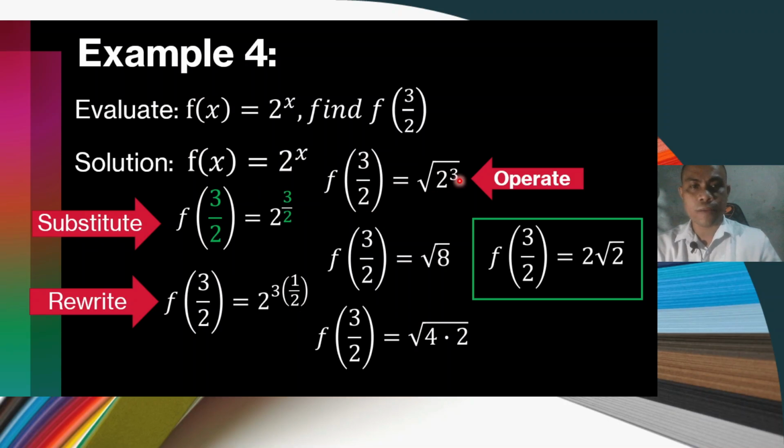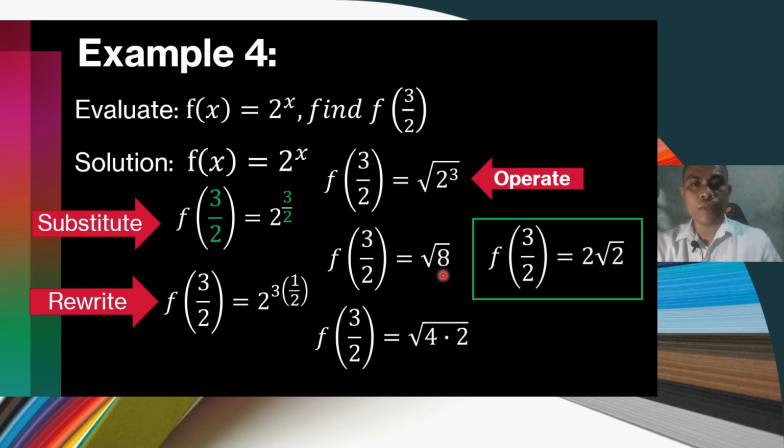So, what happened here, sir? Our 3 earlier, the numerator, automatically becomes the exponent of our base, which is 2. Then, what's left of the fraction, which is 1 half, is equivalent to a square root. Sir, how about 1 over 3? It's not a square root, it's a cube root, since there is a 3 here. If it's 1 over 4, that is the 4th root, or 1 over 5, that is the 5th root. Okay? Hopefully that's clear. Then, after doing that, we're going to operate.